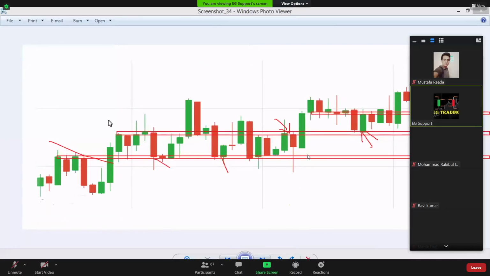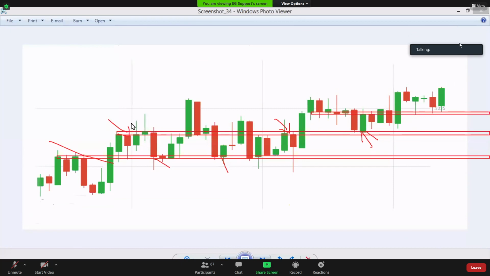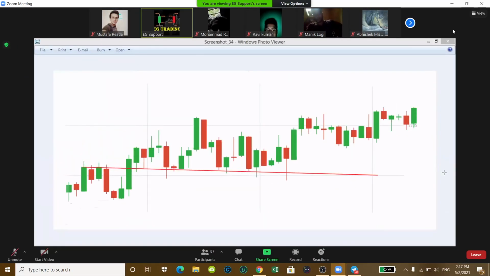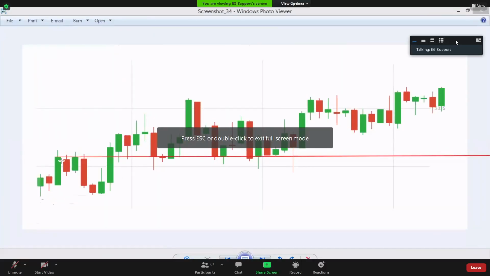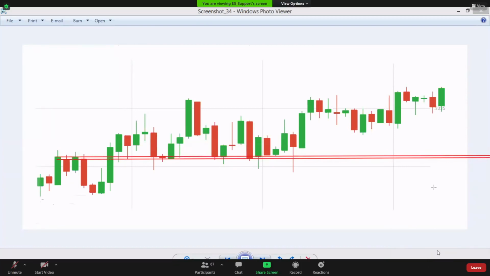If you draw a complete SNR level, try it and leave it. It will give you opportunities in the future, so you don't need to worry. This is the way to draw a complete SNR level with horizontal lines. I will try to conduct one more session in the coming days, and I will explain how to draw a complete SNR level using trend lines also, and how it will work.